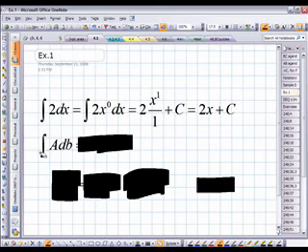Here's another one, integral of a db. So we're integrating the constant a with respect to b. So that's just ab plus c.